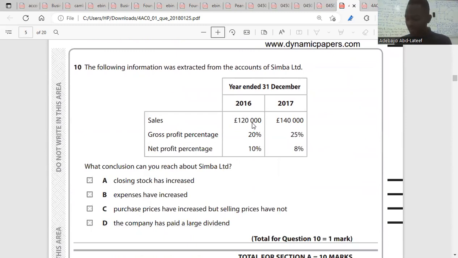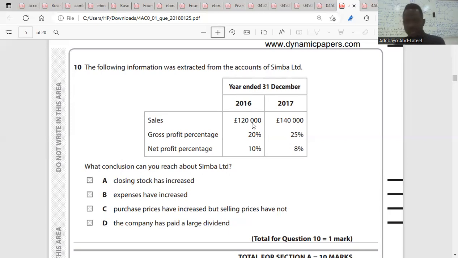They said, the following information was extracted from the accounts of Simba Limited. Sales for 2016, £120,000, and in 2017, £140,000. Gross profit percentage, 20% in 2016, 25% in 2017. The net profit percentage, 10% in 2016, 8% in 2017. What conclusion can you reach about Simba Limited?